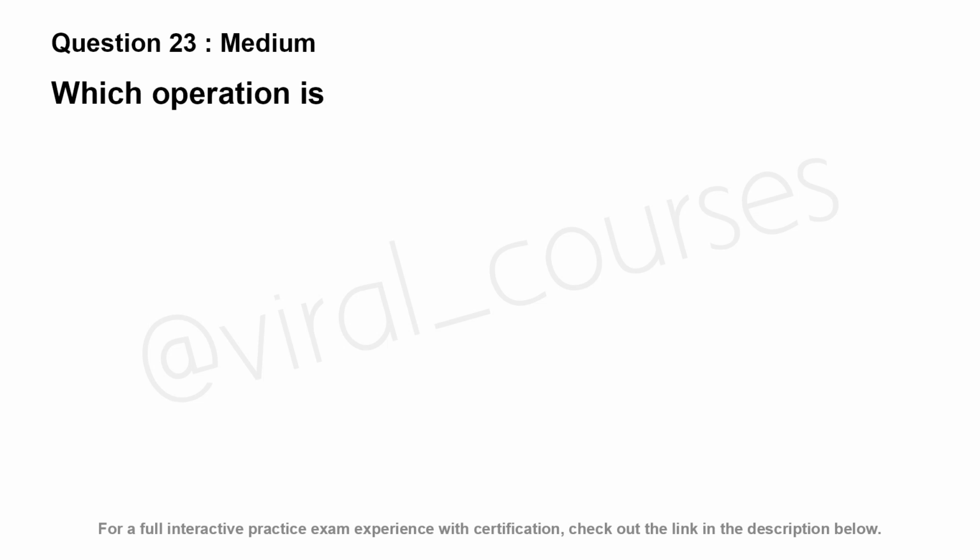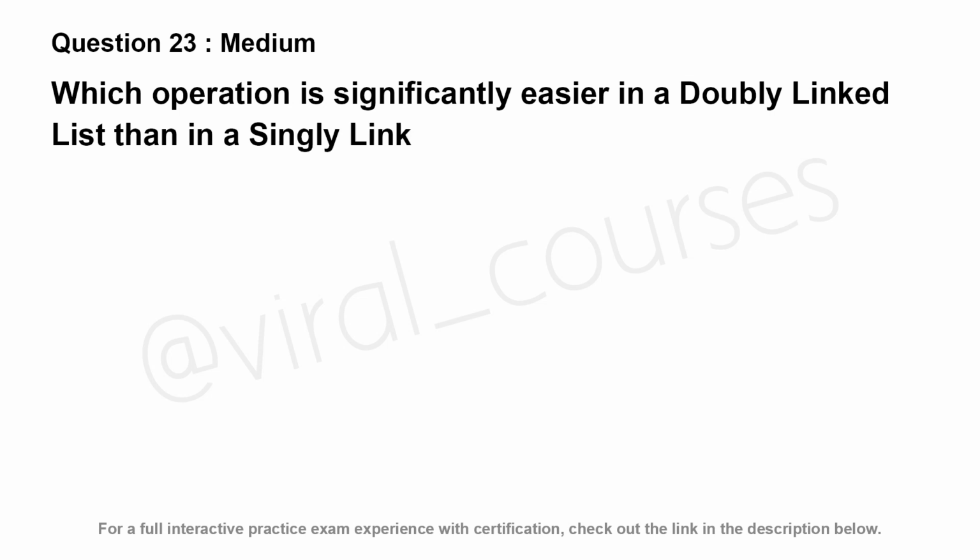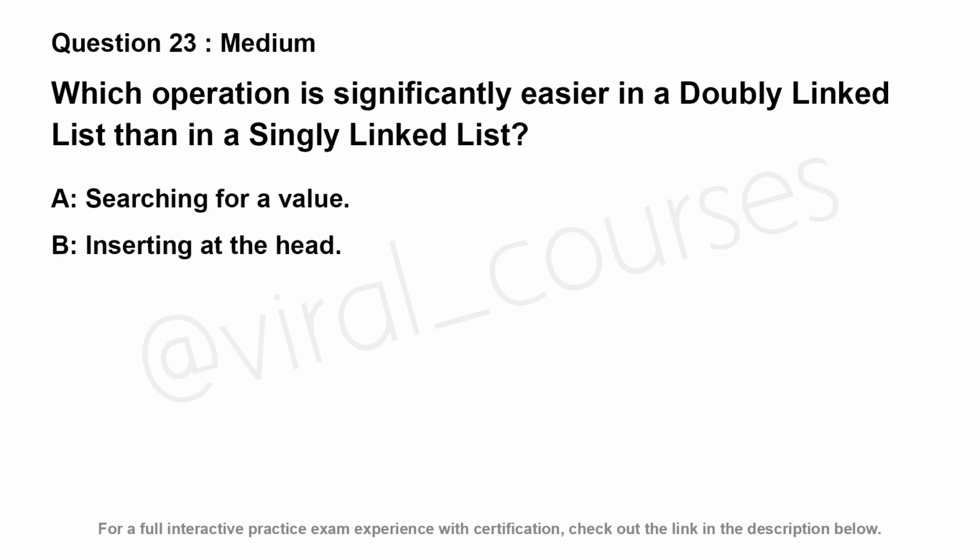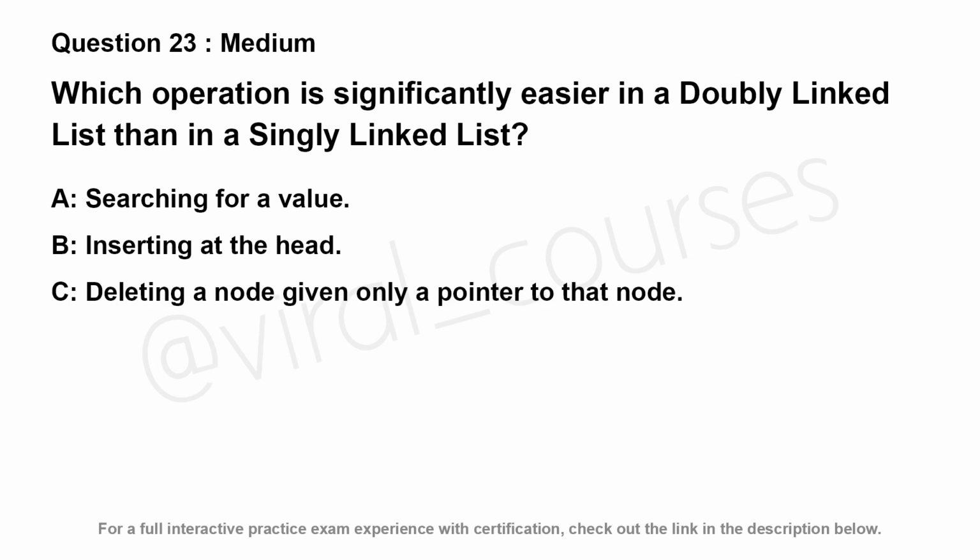Which operation is significantly easier in a doubly linked list than in a singly linked list? Option A. Searching for a value. Option B. Inserting at the head. Option C. Deleting a node given only a pointer to that node. Option D. Finding the length of the list.